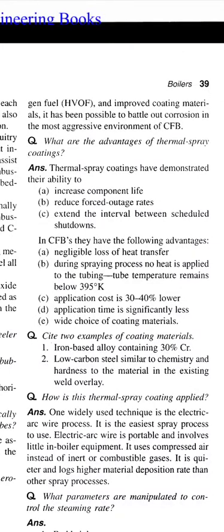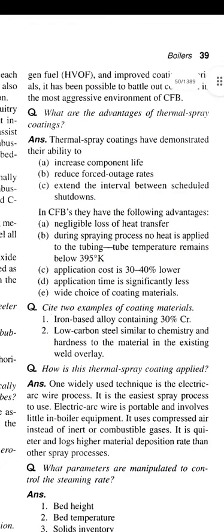Question, what are the advantages of thermal spray coating? Answer, thermal spray coatings have demonstrated their ability to increase component life, reduce forced outage rates, and extend the interval between scheduled shutdowns. In CFBs, they have the following advantages: negligible loss of heat transfer, and during the spraying process, no heat is applied to the tubing. Tube temperature remains below 395 degrees Kelvin. Application cost is 30 to 40% lower. Application time is significantly less. Wide choice of coating materials. These are the advantages of thermal spray coating.